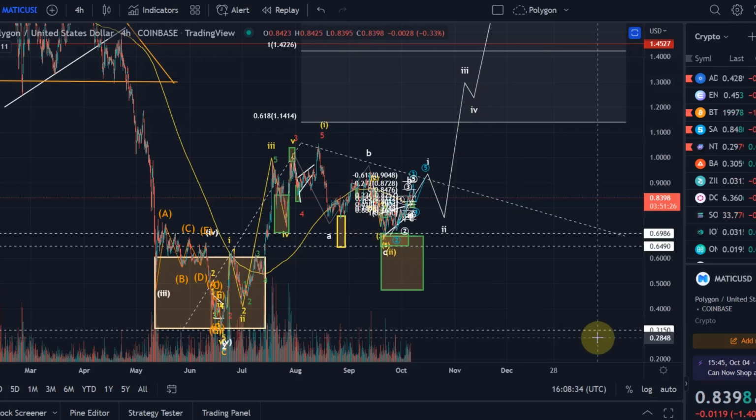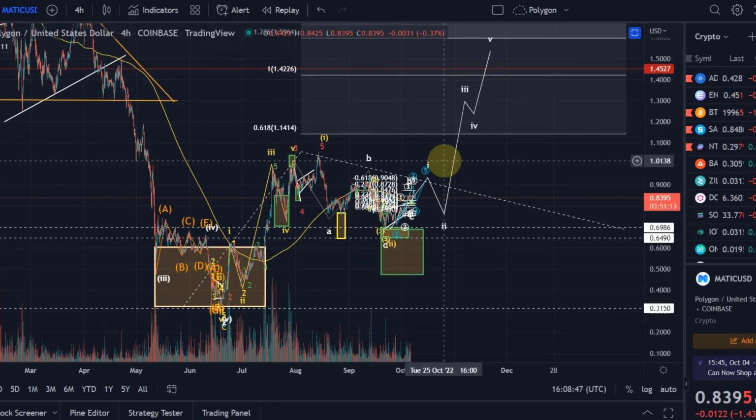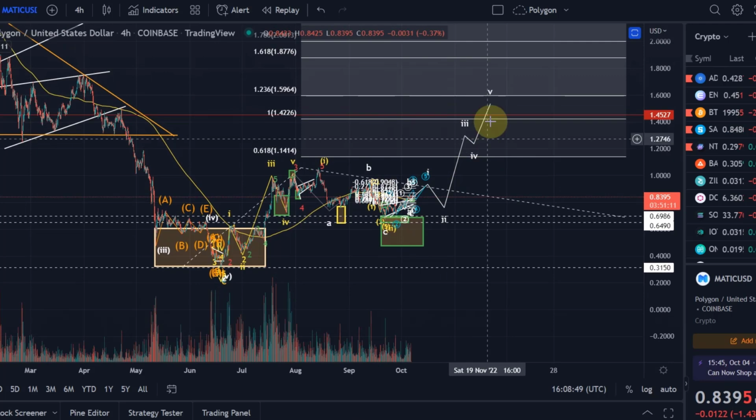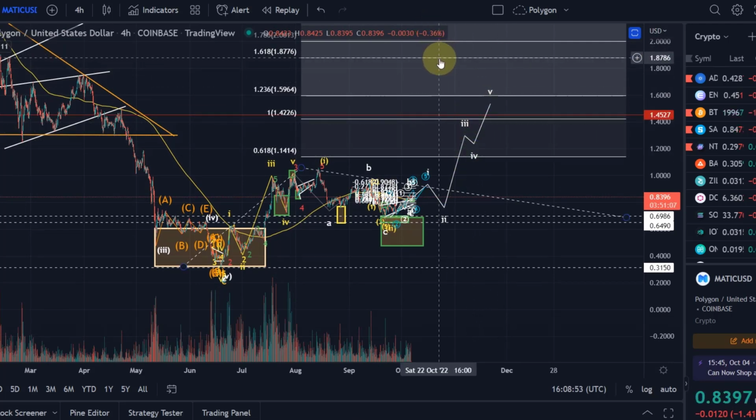That will change if we drop below 80 cents, and I'm going to explain to you why. But for now, as long as we're holding the 80 cent level, it's all fine. It's all good. So let's zoom in. By the way, the target for that third wave to the upside is in the region around $1.80, $1.85, the 1.618 FIB extension.